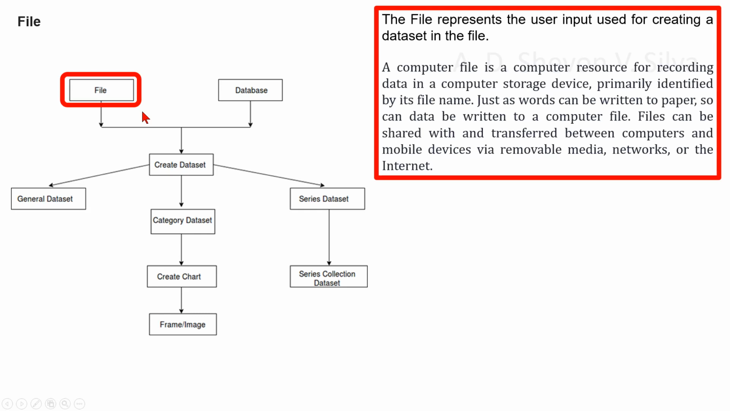Just as words can be written to a paper, so can data be written to a computer file. Files can be shared with and transferred between computers and mobile devices via removable media, networks, or the internet.